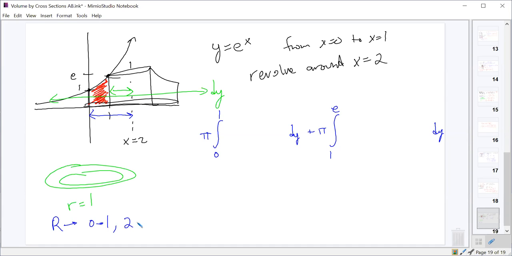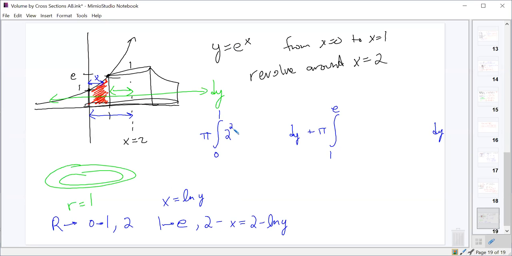2. But from 1 to e, well, we've also gone over this x amount. And so what is the radius? Should be the full 2 minus x. And what is 2 minus x? Well, we need x to be in terms of y. So x should equal natural log of y. Everybody good with that? So our outer radius is 2.